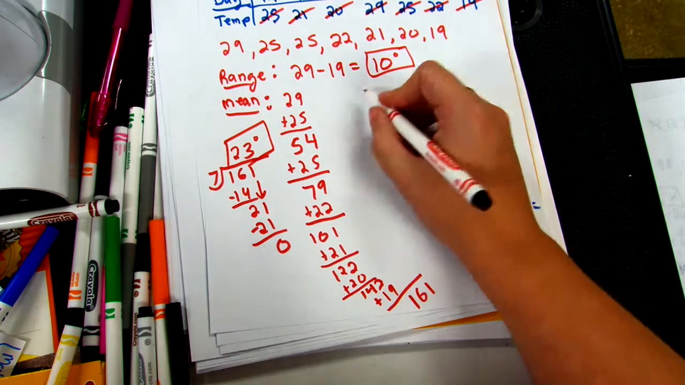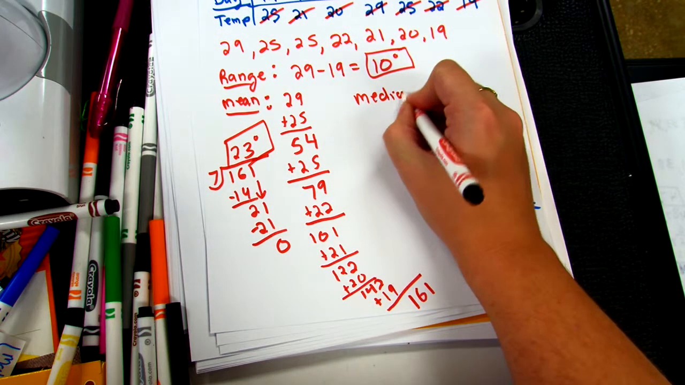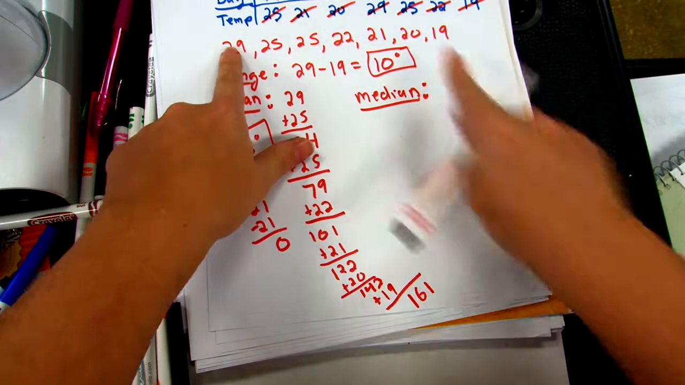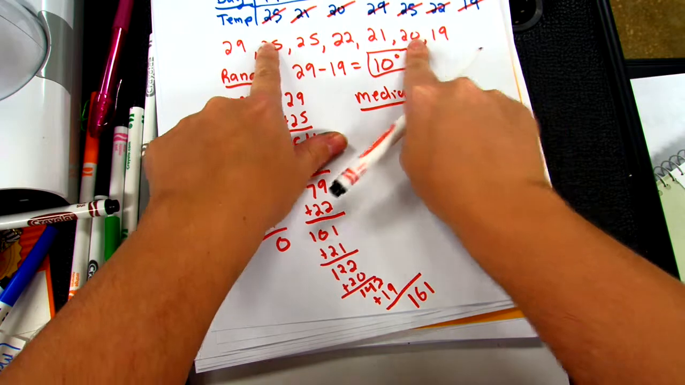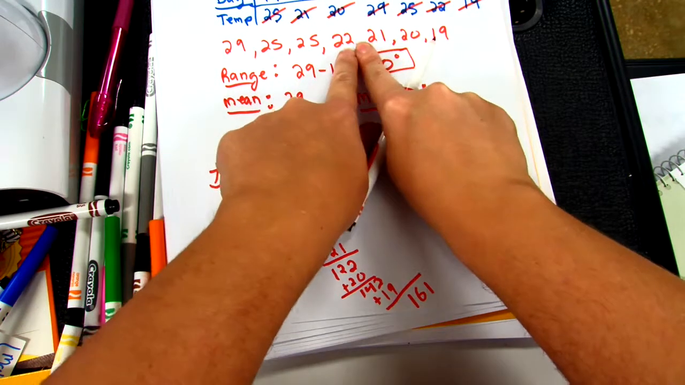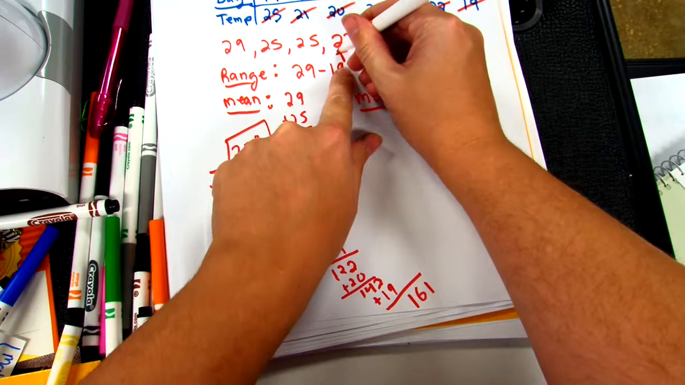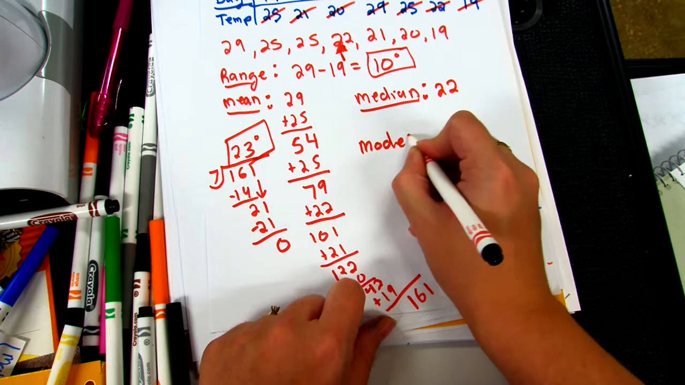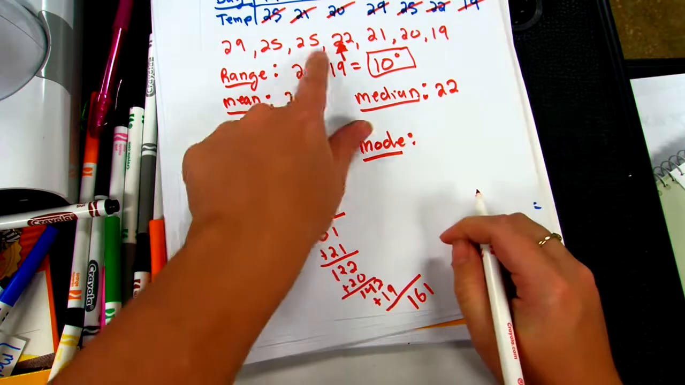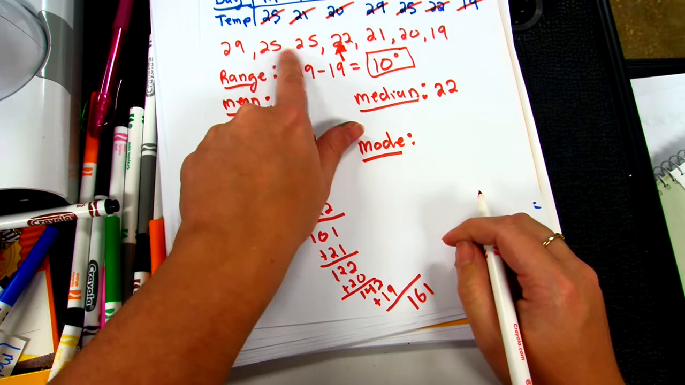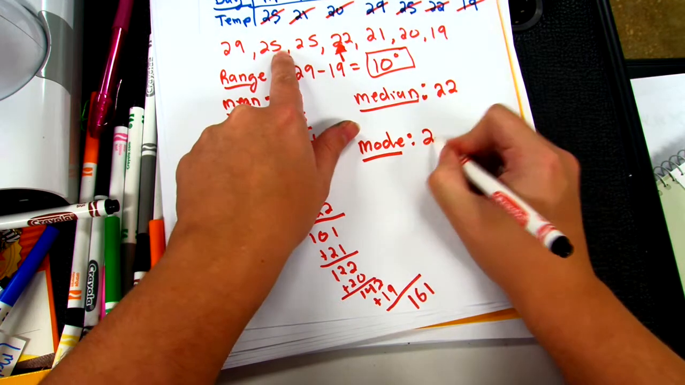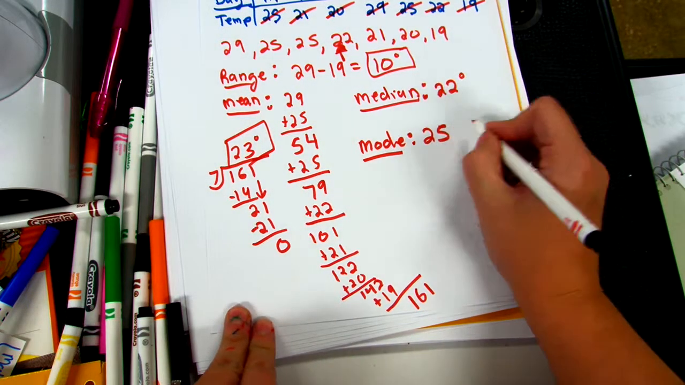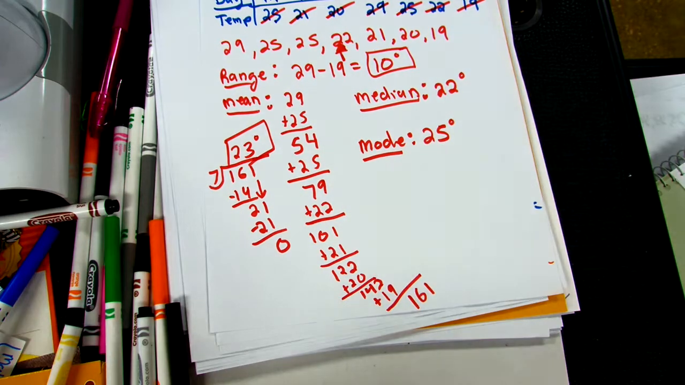All right, now we find the median, which remember, median is the number in the middle. So start at the ends, go one in and another in, and then finally in the middle, we have the number 22. And then the mode is the number that occurs most often, which is the number 25. It's the only number that occurs twice that week. All right, so our median was 22 degrees and our mode was 25 degrees.